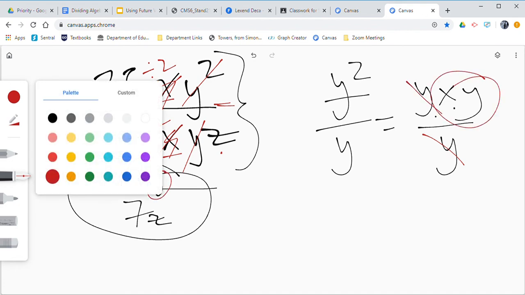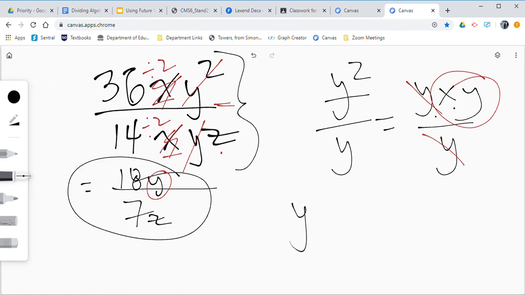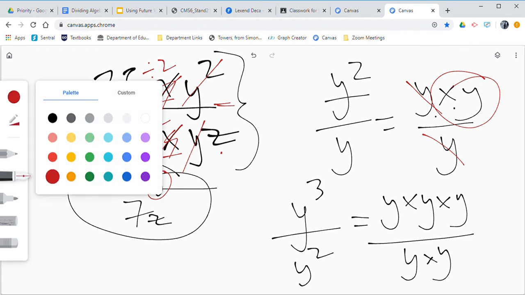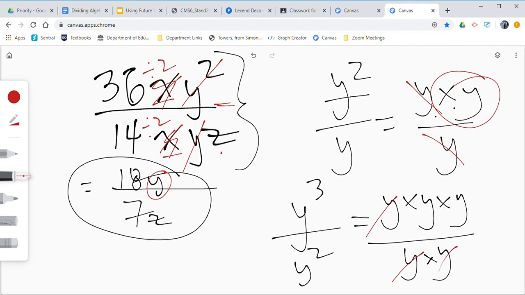If I had y to the power of 3 over y to the power of 2, you can think of that as y times y times y over y times y. Cancel those two out, cancel those two out. What are you left over with? That would just be equal to y. So that's a way of thinking about how on earth does y squared over y equal just y. And that's explained right there.